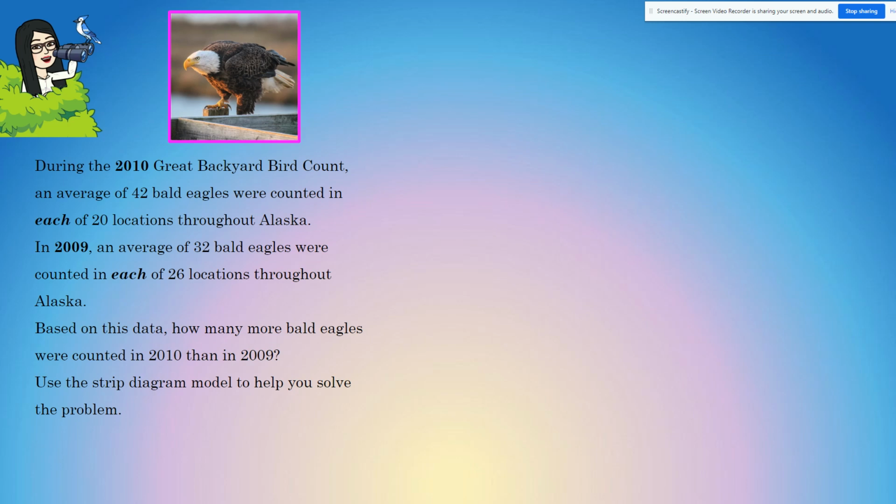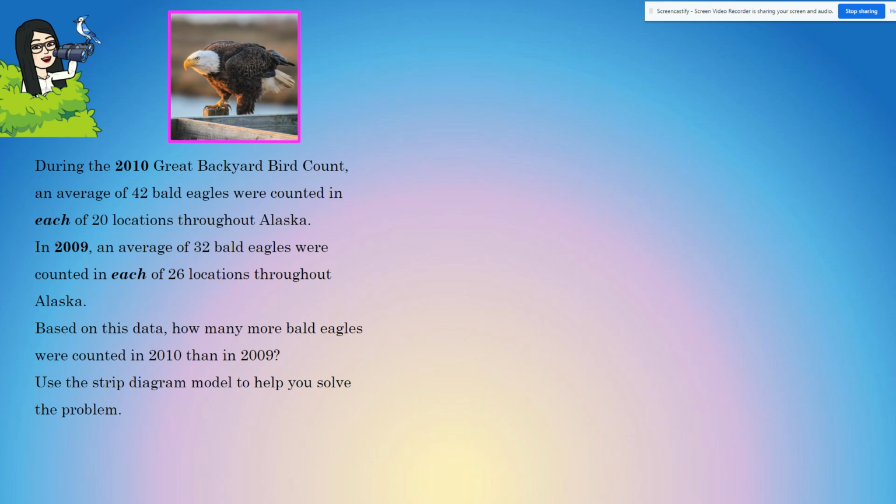During the 2010 Great Backyard Bird Count, an average of 42 bald eagles were counted in each of 20 locations throughout Alaska. In 2009, an average of 32 bald eagles were counted in each of 26 locations throughout Alaska. Based on this data, how many more bald eagles were counted in 2010 than in 2009? Use the strip diagram model to help you solve the problem.